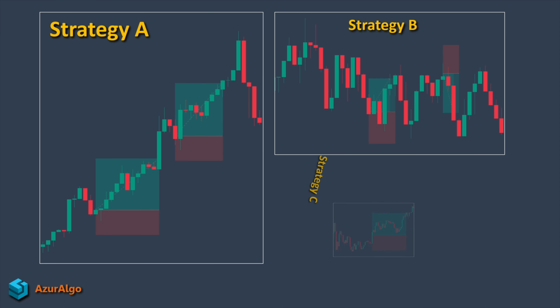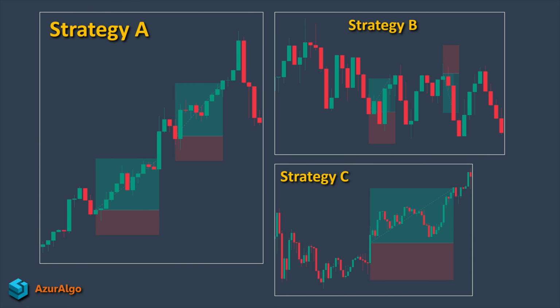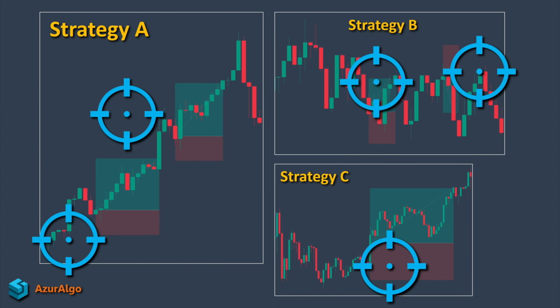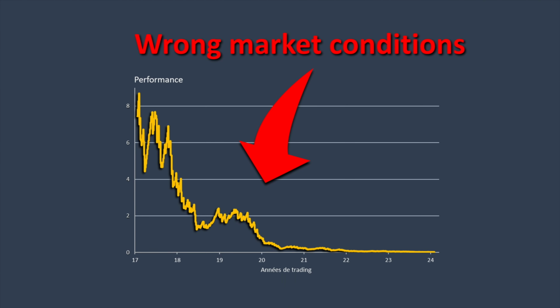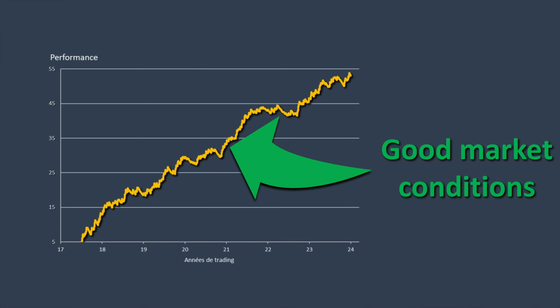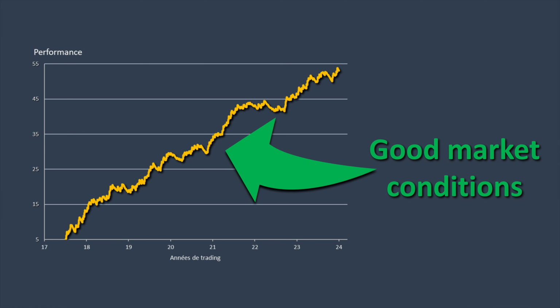In trading, there are many different types of strategies. However, each one is designed to take advantage of a specific market condition. For example, using a trend-following strategy in a consolidating market will likely result in poor performance. But if the strategy aligns with the market conditions, that's when it can perform at its best.